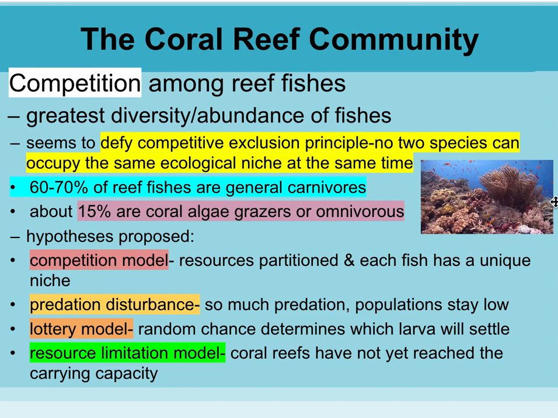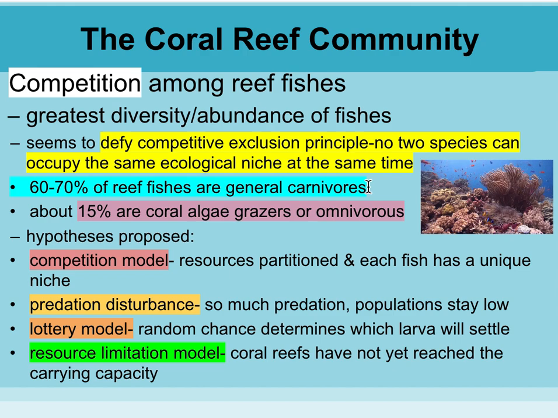Okay, there's a lot of competition among fish that live in these corals. And what's crazy is scientists have something called the competitive exclusion principle. It's just a principle, not like a theory or anything. But generally scientists say no two species can occupy the same niche at the same time. So pretty much the organisms should all have their own space.